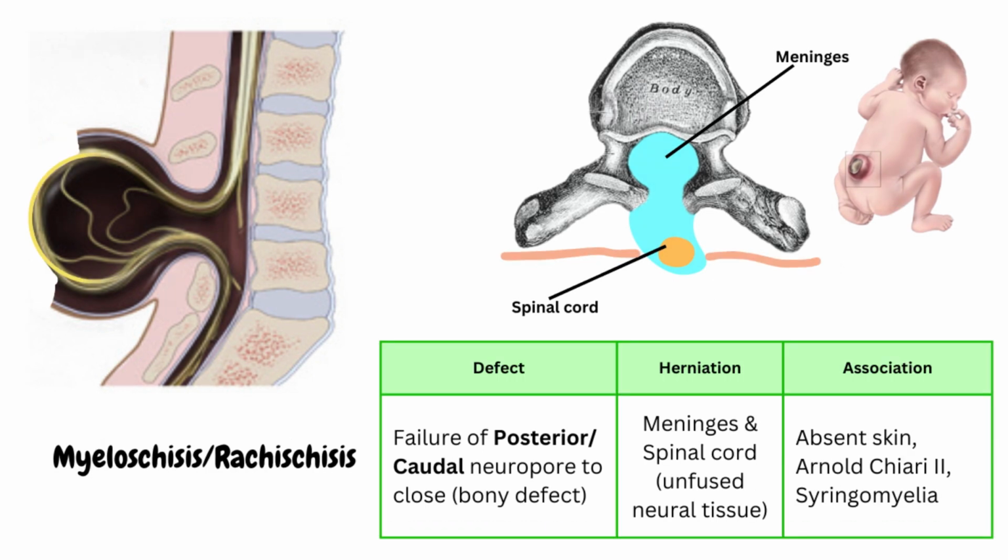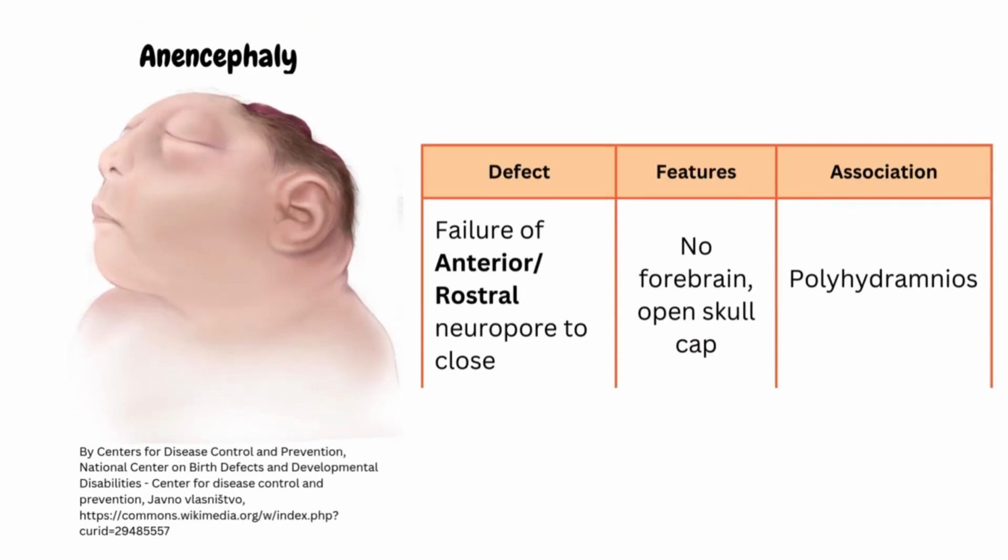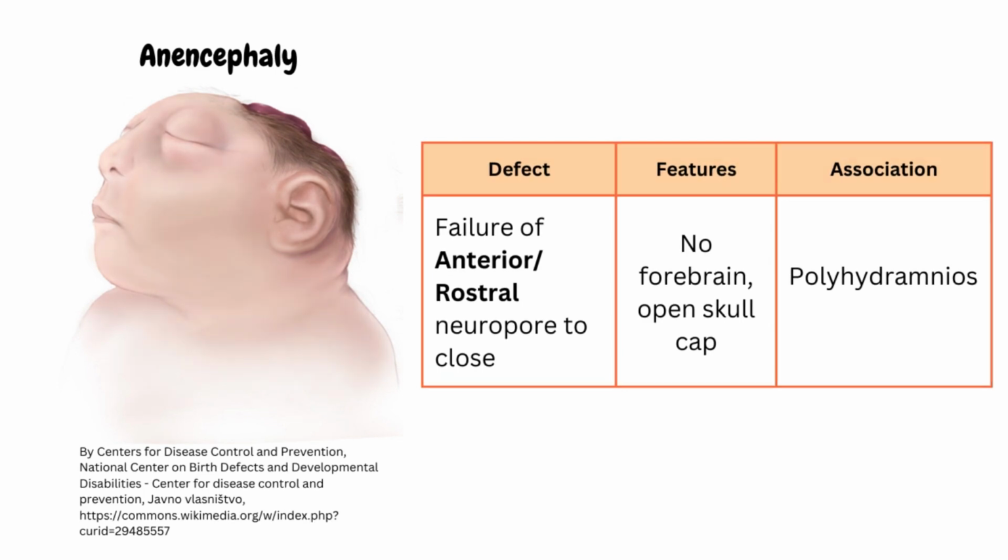Then we have myeloschisis or rachischisis. This is due to the failure of the posterior neuropore to close, resulting in the herniation of neural contents without any skin covering. Next, we have anencephaly, which is due to the failure of the anterior neuropore to close. This causes an open calvarium with no forebrain. It is associated with polyhydramnios.